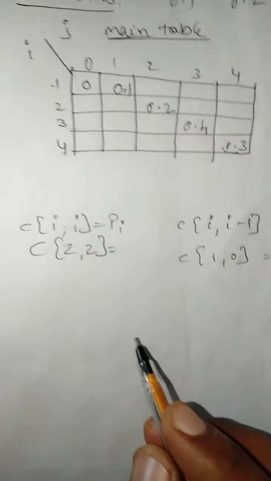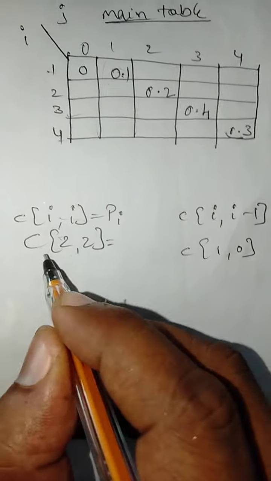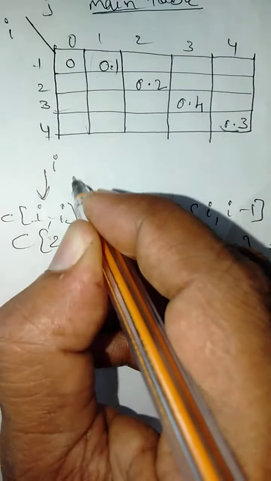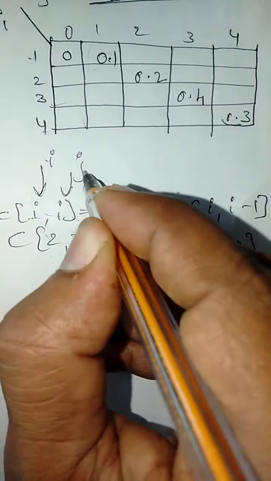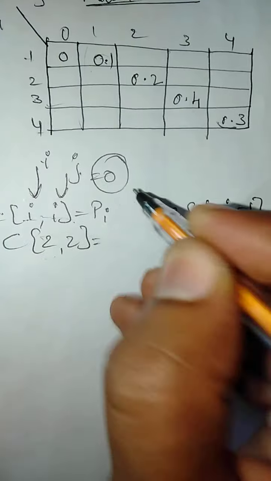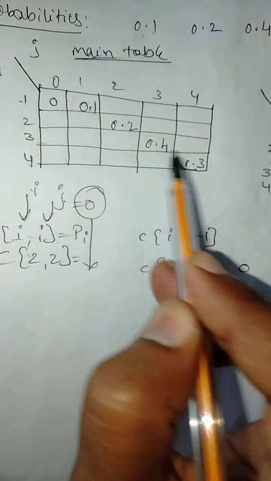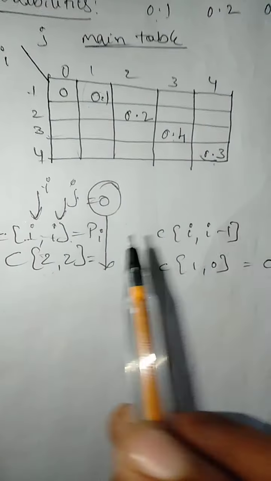So in this case, you can see when we were filling, regard this as i, regard this as j. So j minus i is equal to 0. When j minus i is equal to 0, what are the values? The probabilities itself.